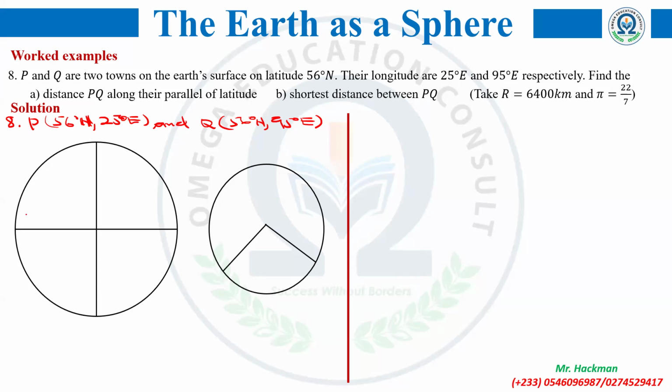So in this case, what do you do? You go and draw, and you are asked to find the distance PQ along the parallel of latitude. If you draw, you will know that PQ will be along a latitude, which will be a small circle. After that, you are asked to find the shortest distance. Sorry, the first one will be the arc length. The second one will be the chord length of PQ.